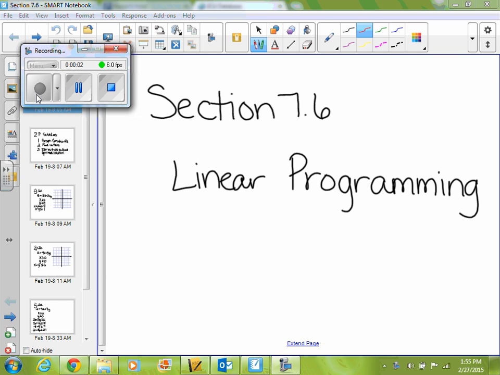Alright, so today we're going to look at linear programming, which is section 7.6. This is based off of section 7.5 where you're graphing inequalities. So we're going to graph inequalities today.